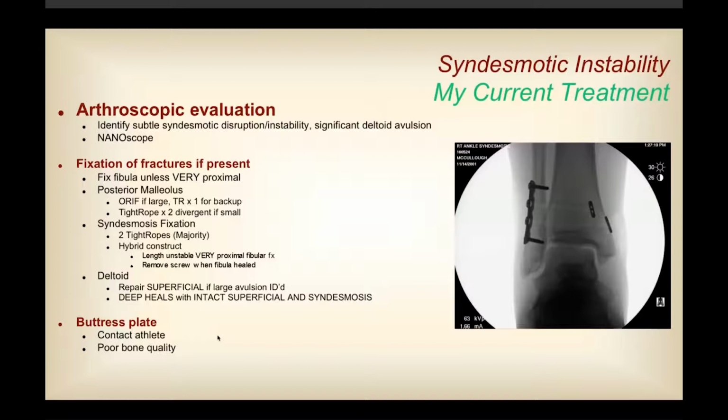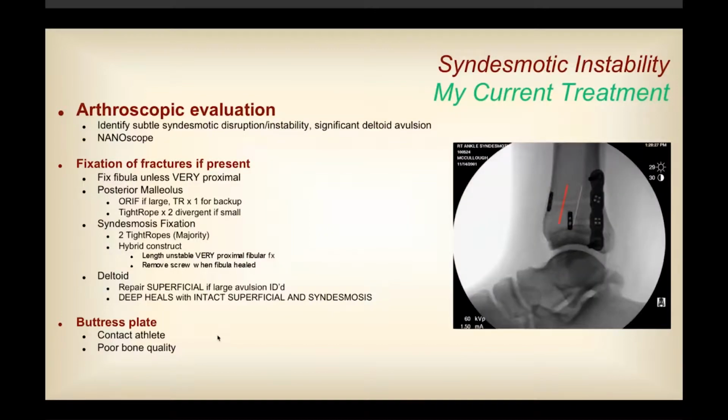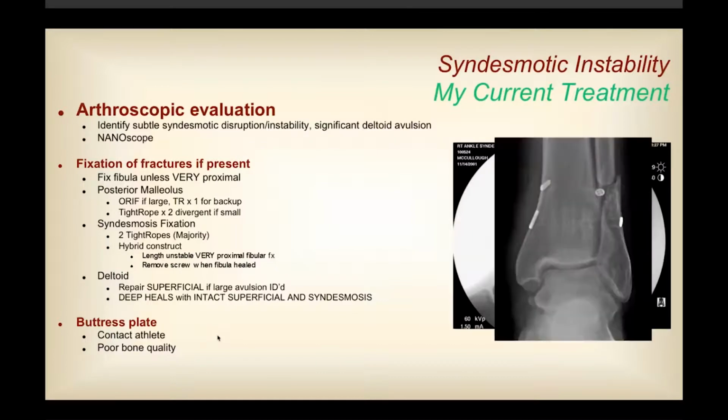And the other important consideration, as you can see there, is the use of the buttress plate, particularly in a contact athlete, or if this patient, for whatever reason, not an elite athlete, is necessarily going to have poor bone quality. You must stabilize that and protect it, as you can see from this picture, because certainly when these are contact athletes, you must avoid that complication that you can see right there.